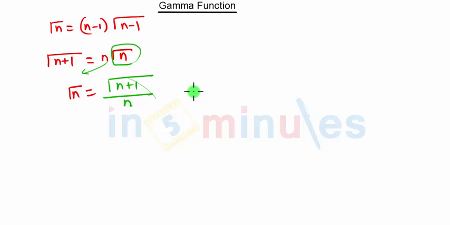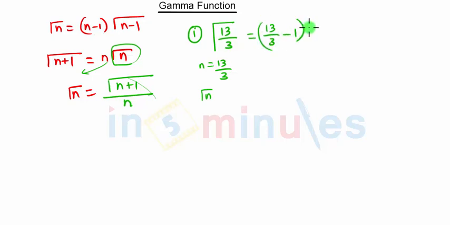Now we are going to see how we can apply all the properties. Let's say first we have gamma of 13 upon 3. N is our 13 upon 3. So we know that gamma of n is nothing but n minus 1 into gamma of n minus 1. So here n is 13 by 3. So 13 by 3 minus 1 into gamma of 13 by 3 minus 1.